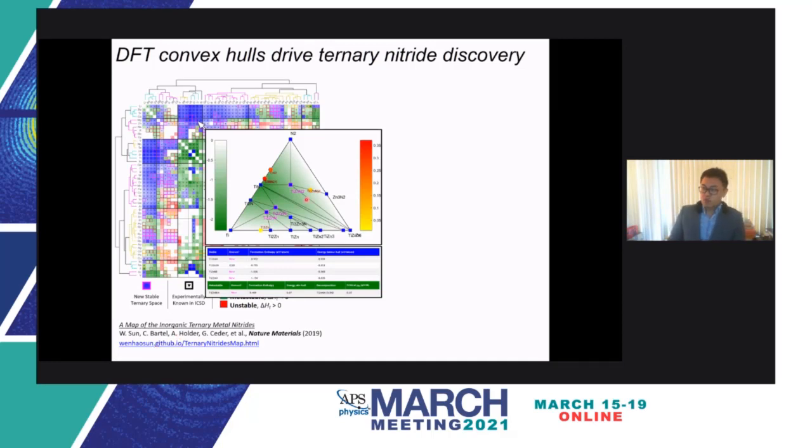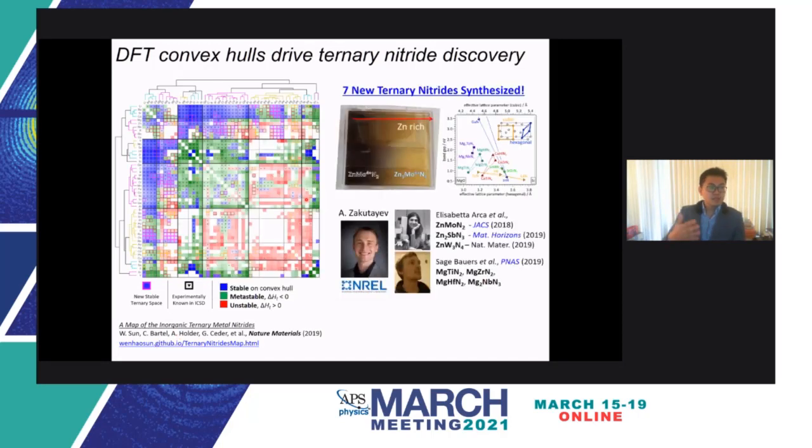And okay, so what we've done here is we have predicted every single purple box represents a new stable ternary nitride space. Guided by this map, my experimental colleagues at NREL successfully synthesized 7 new ternary nitrides within 1 year, so very fast discovery rate. And these were published in very nice journals, and they showed a lot of very interesting behavior in ternary nitrides that had not been previously known.